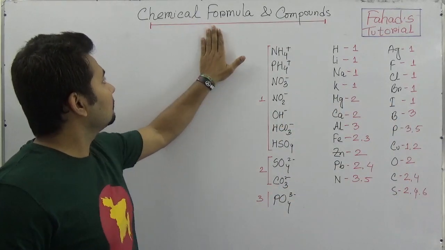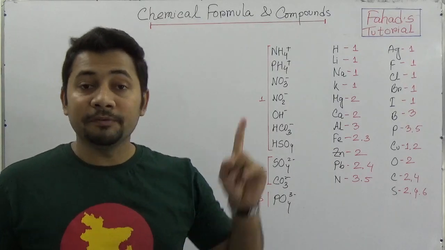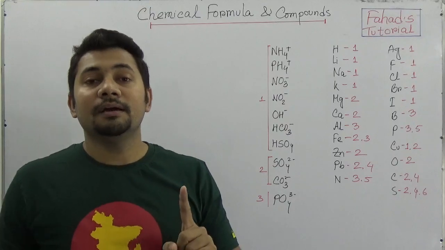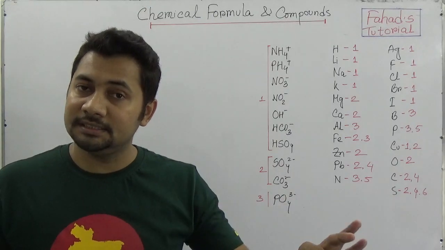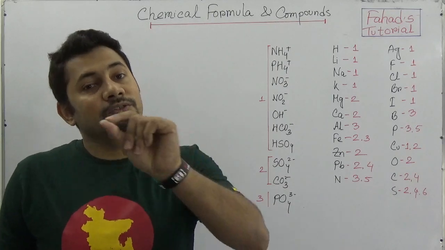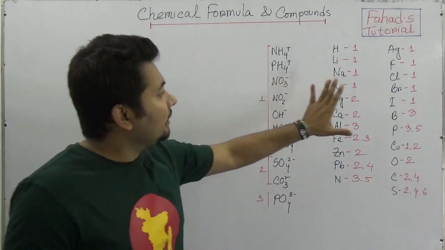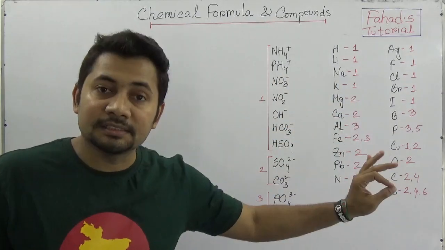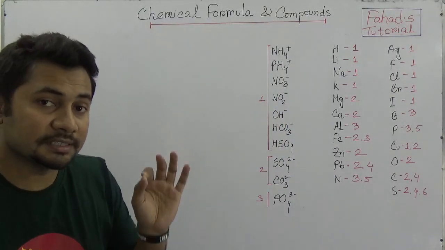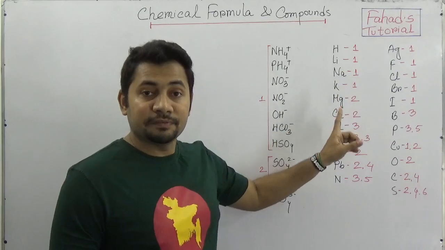So this is about the chemical formula, and before explaining these things, I need to say one thing: you must know the elements' valency and of course the radicals' valency. That is why I uploaded two classes previously. The class about radicals was the second class, and the valence electrons and valency was the first class. So now, do you remember the valencies of different elements?